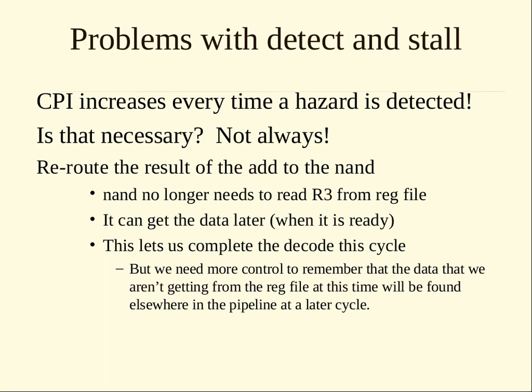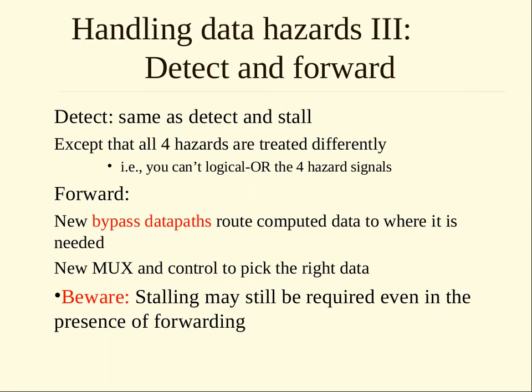The hardware is going to be not as simple as doing the detection and stall. Detect and stall is way easier than detect and forward. But I'm asking y'all to do detect and forward in the homework, so this is what you've got to do. Detect is the same as detect and stall, except all 4 hazards are now treated differently. So you can't logically OR the 4 hazards, and I'll show why in a minute. You can bypass the data route to where it is needed, and you'll need some more muxes. Beware, stalling may still be required even in the presence of full forwarding.